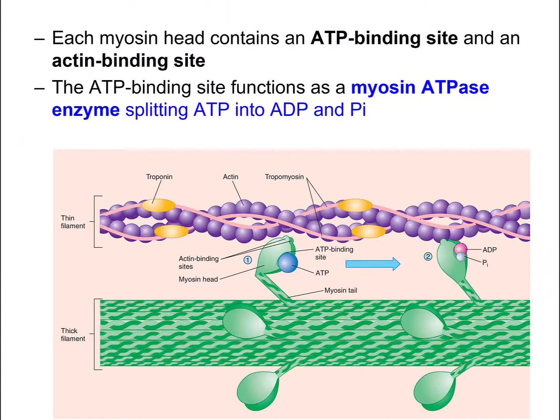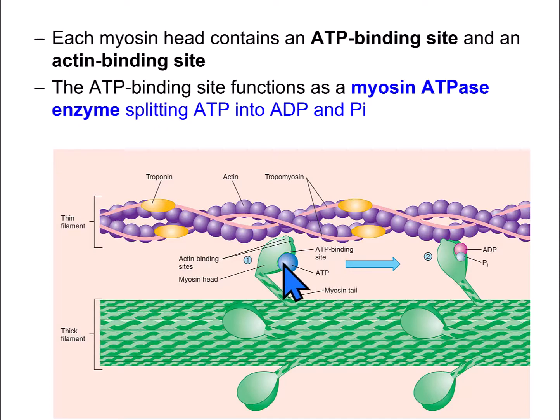Each myosin head contains an ATP binding site and an actin binding site. So we look at the myosin head, we have an ATP binding site, and we have an actin binding site. The protein in the thin filament that the myosin head is going to bind to is actin. That's these purple grape-looking structures that are coming through here. So we're going to see the myosin head is going to bind to it, and it's going to pull it. It's going to slide it over. Well, to do this, we need energy, and that energy is going to come from ATP, or adenosine triphosphate.